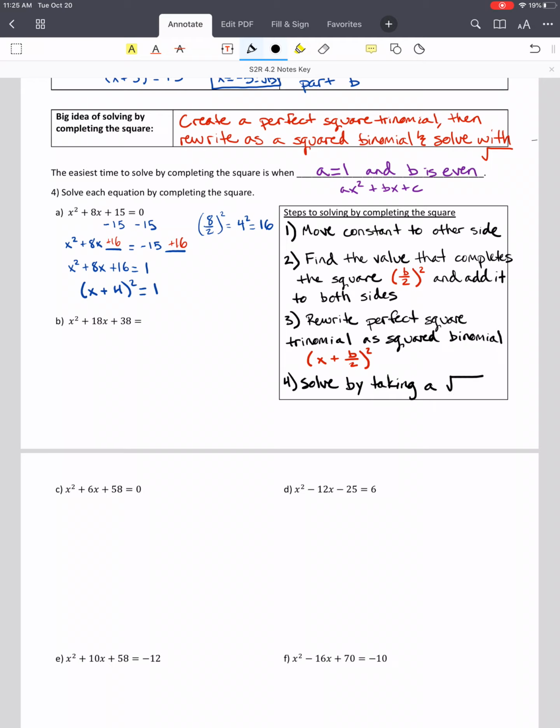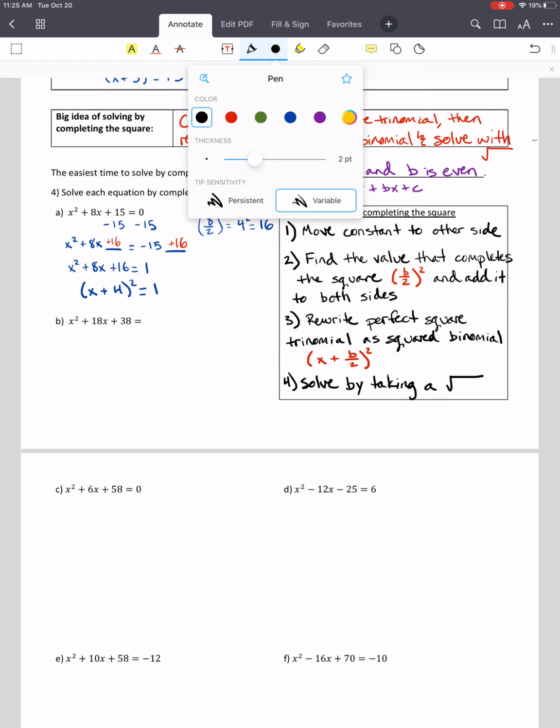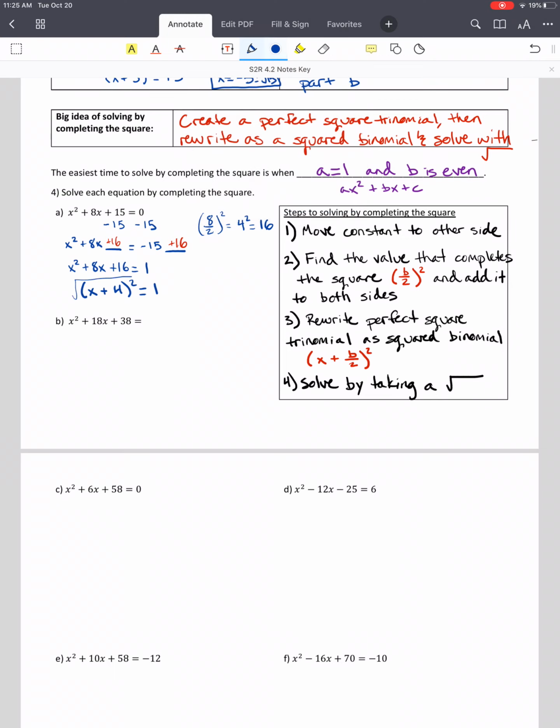And now we just solve it by taking a square root. So I'm just going to rewrite it over here. We get x plus 4 equals plus or minus the square root of 1, which is just 1. And now I can subtract 4. Negative 4 plus or minus 1. So we get negative 5 as an answer and negative 3 as an answer. And that's how we solve by completing the square.